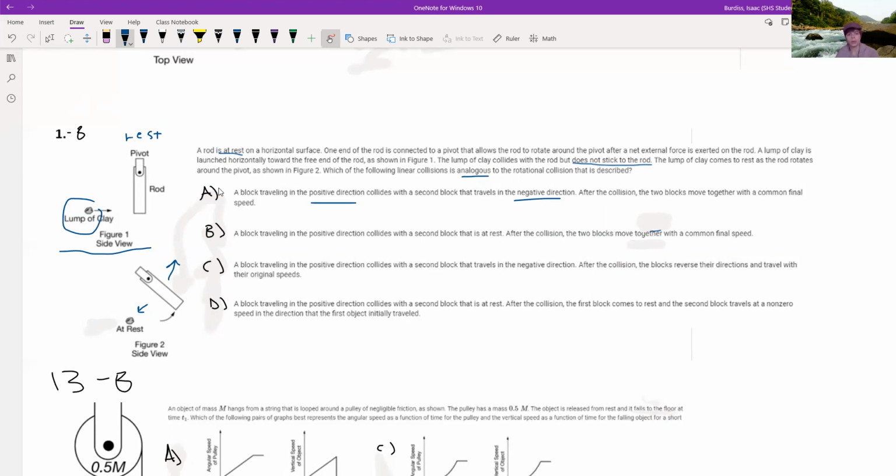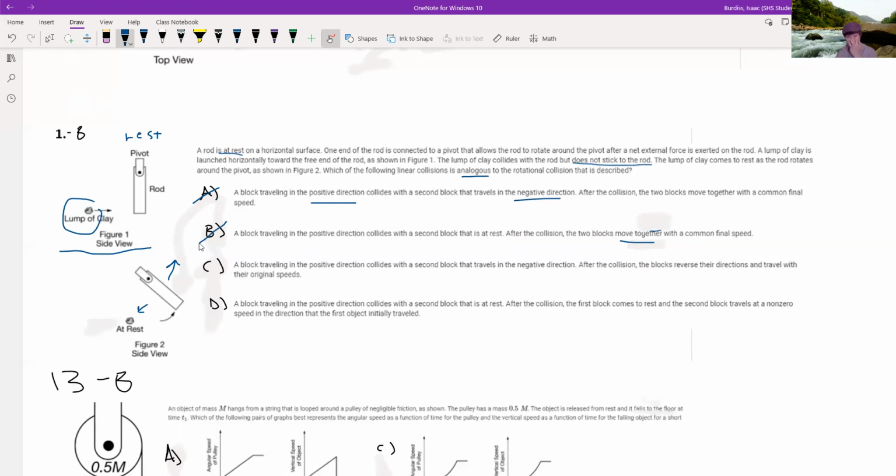Only one thing is moving in our situation, so that's not true. All right, then what about B? A block is traveling in the positive direction and it collides with another thing at rest. After the collision, they move together. No, it doesn't stick to it, so that's not right.